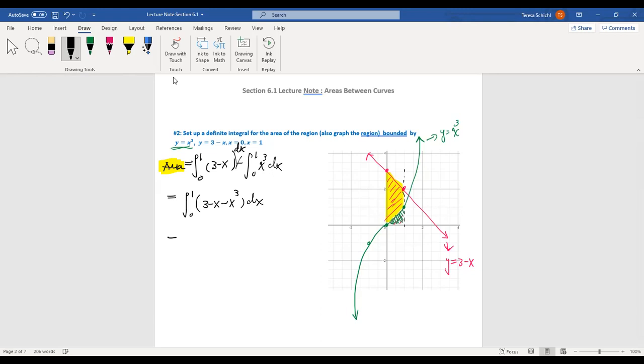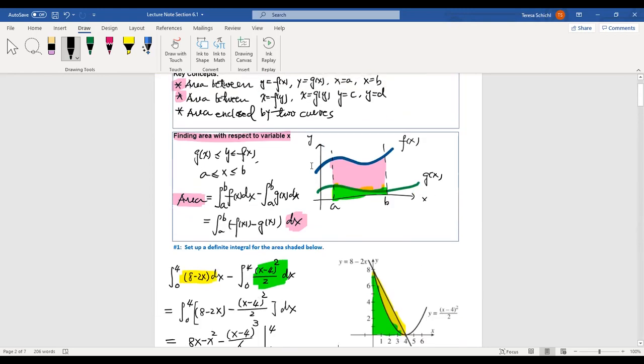And now you can just use this very simple integration. So this will be 3x minus x squared over 2 minus x to the fourth over 4, correct? And then you put in 0 and 1. If you substitute 0 and 1, what I got here is 9 over 4. So that's why I know this yellow area is 9 over 4. Okay, so that is the first part.